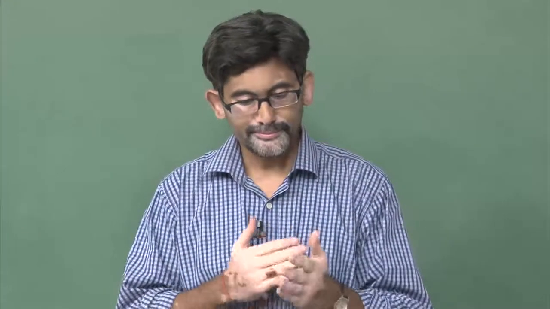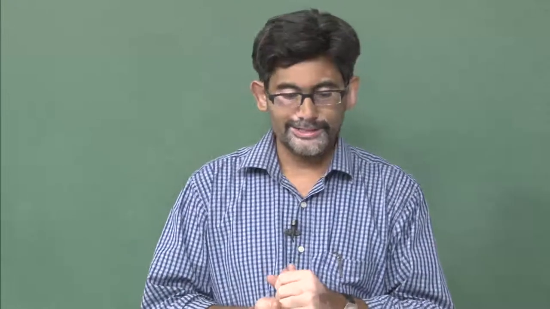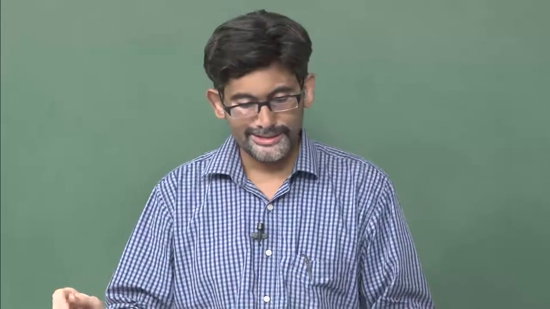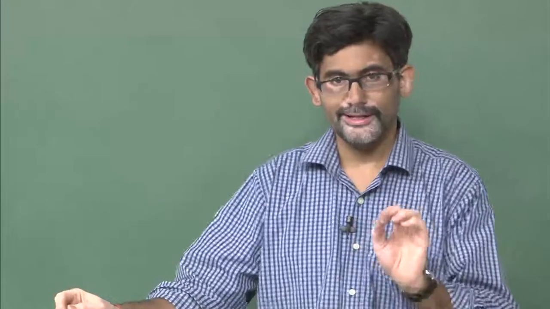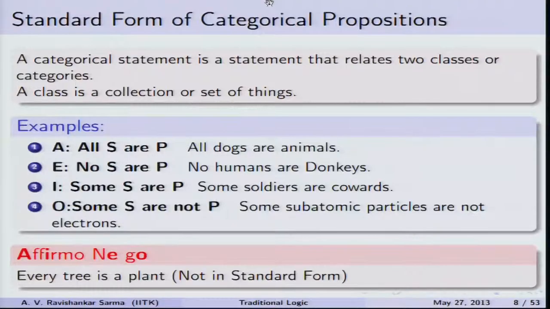The A proposition is: all S are P, that means all dogs are animals. That is a categorical proposition. The E proposition is: no S are P, for example, no humans are donkeys. The I proposition is: some S are P, for example, some soldiers are cowards, some soldiers are brave. The O proposition is: some S are not P, for example, some subatomic particles are not electrons.